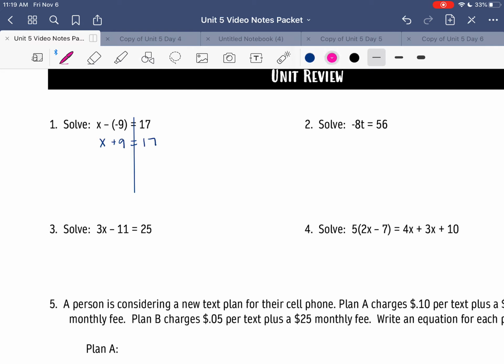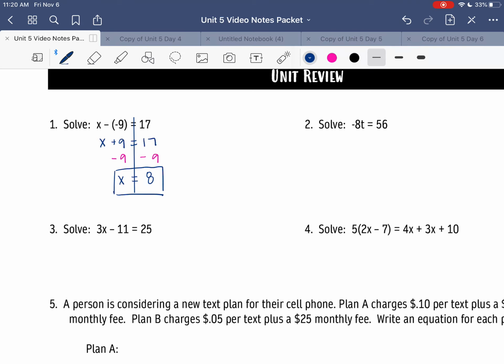So then to solve it, if I have x plus 9, I would subtract 9 on both sides. That would give me x equals 17 minus 9 is 8. And you can check your work by substituting back in if you need to do that.